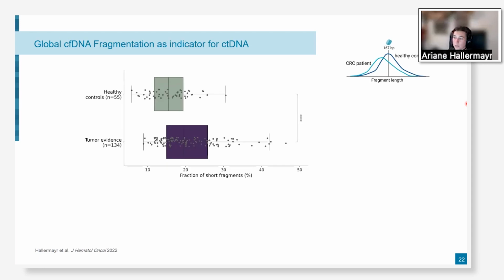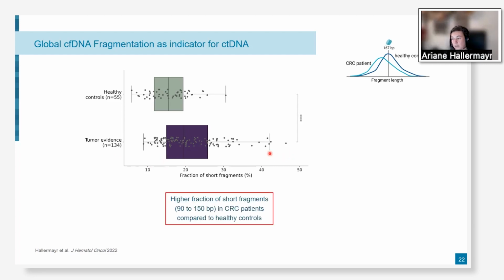And this is actually what I could also confirm with my data. Compared to healthy controls, in samples collected from patients with tumor evidence, I observed a significant enrichment of short fragments ranging from 90 to 150 base pairs. So just to say again, there was a significantly higher fraction of short fragments in CSC patients compared to healthy controls.